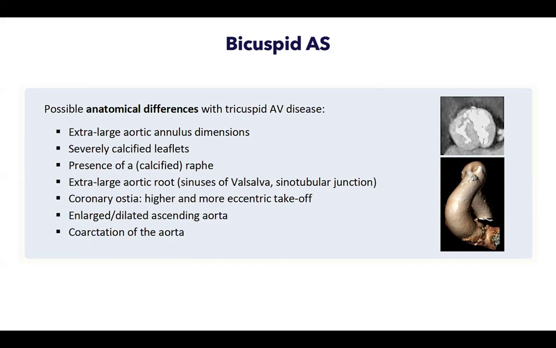Also, sometimes, especially in the very young patients, below 70 or 75 years of age, they have very severely, excessively calcified leaflets, much more than in tricuspid. There is, of course, sometimes the presence of the calcified raphe in the type 1 bicuspids. As I told you, sometimes you have to deal with extra large aortic roots, and coronary ostia which are sometimes more eccentric. Typically, it's not a concern. The coronaries are less of a concern in bicuspid than in tricuspid because typically the sinuses are relatively large. So this is typically not a concern for me.